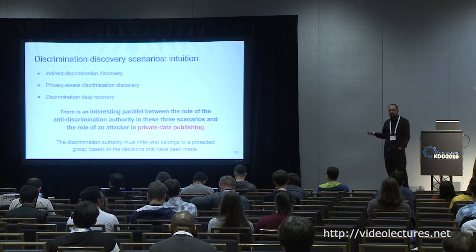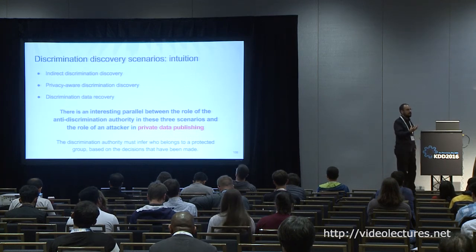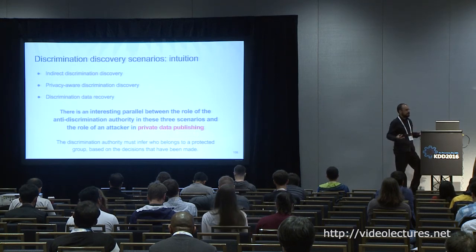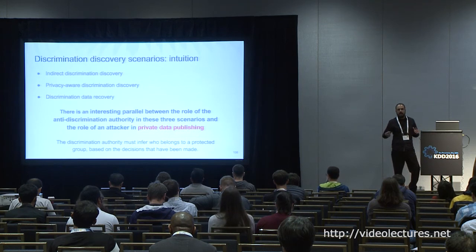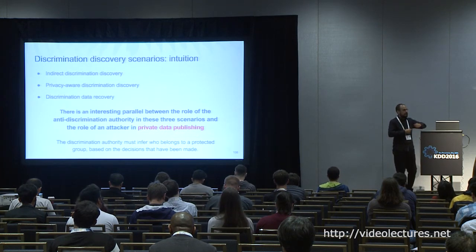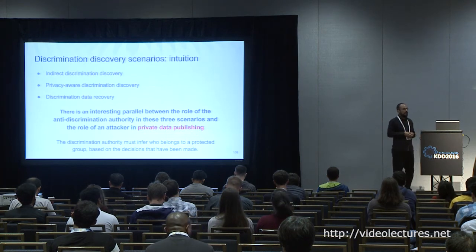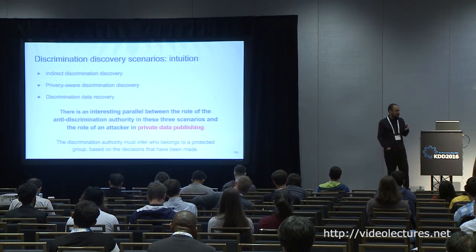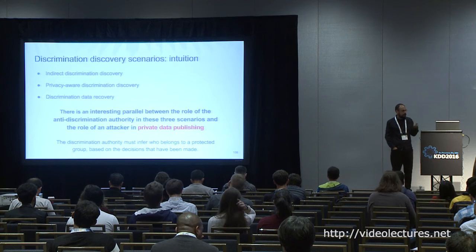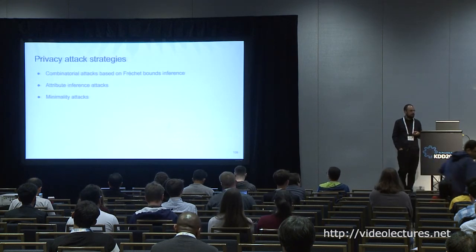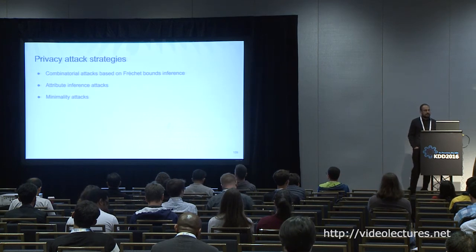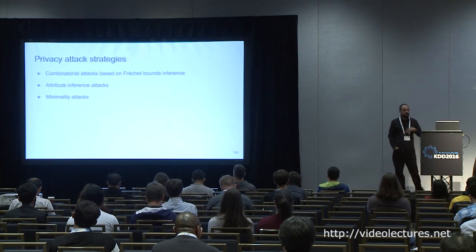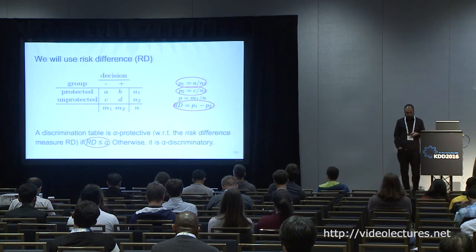All of these things are very closely related to the idea of an attack in private data publishing. So I want to publish a data set, a census data set, an income data set, or whatever, and I'm going to make sure that people cannot reconstruct or reverse engineer my data to know who was whom. So I have this scenario where an attacker is trying to attack the privacy of my data set, and this is very similar: I'm trying to uncover the protected attributes from the decision. So we're going to see three attacks here. One is an attack based on Frechet bounds, another is about inferring some attributes, and some other type of attack. So let's start with the first type of attack.